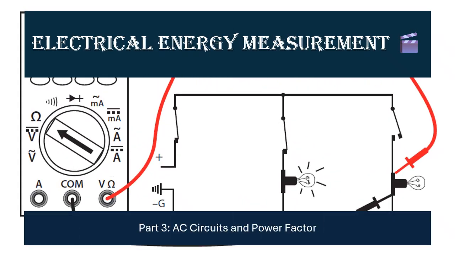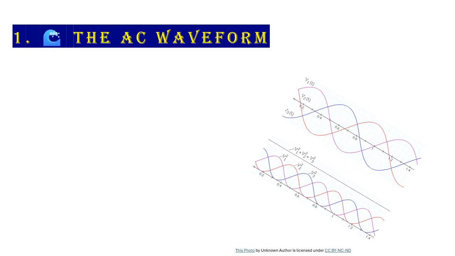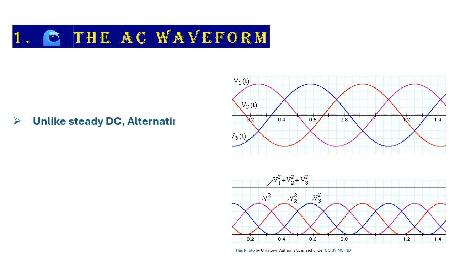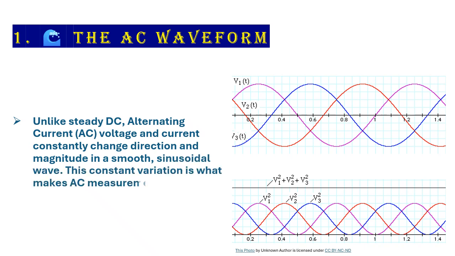Electrical energy measurement. Part 3, AC circuits and power factor. 1. The AC waveform. Unlike steady DC, alternating current, AC, voltage and current constantly change direction and magnitude in a smooth, sinusoidal wave. This constant variation is what makes AC measurement more complex than DC.